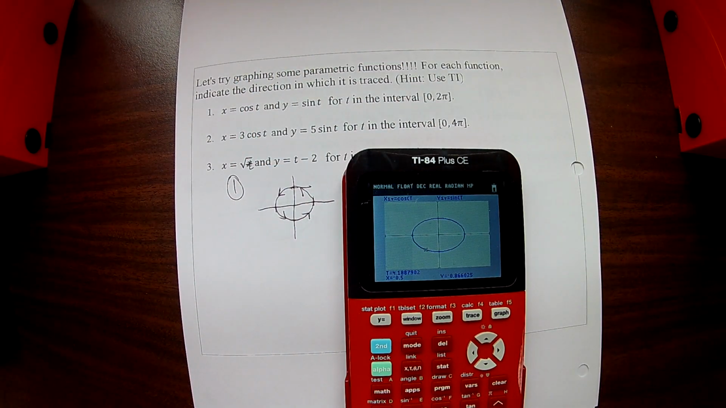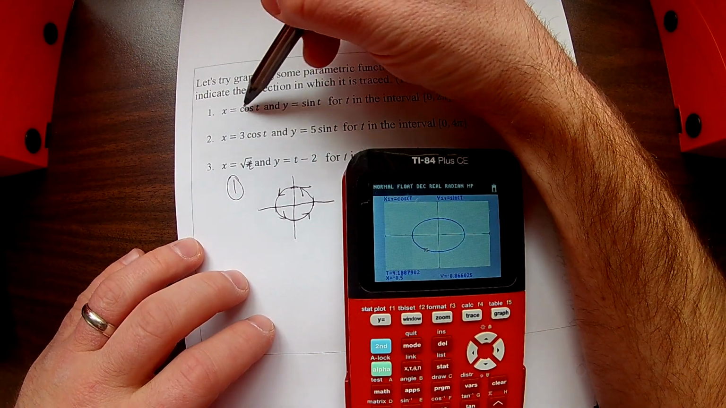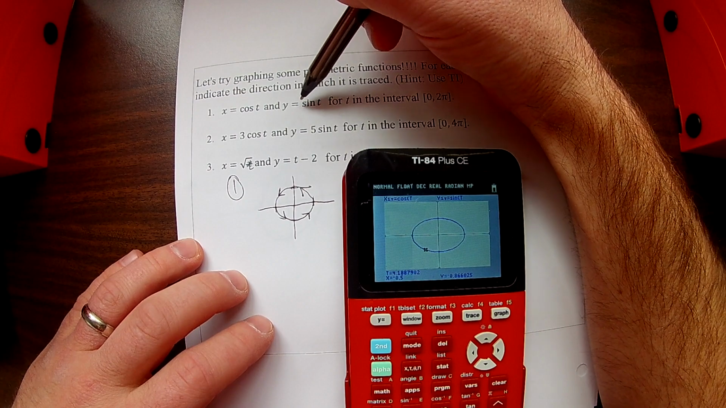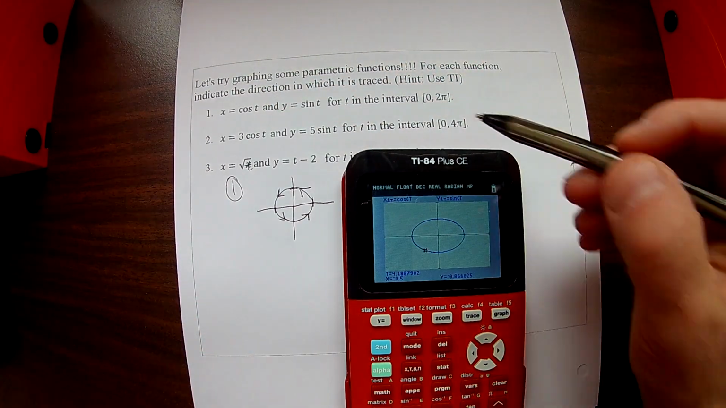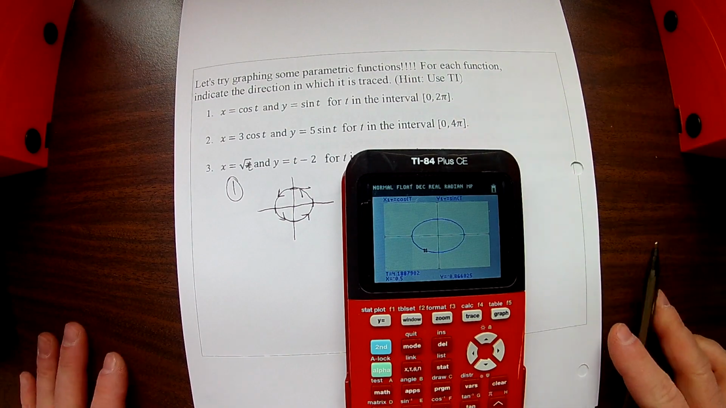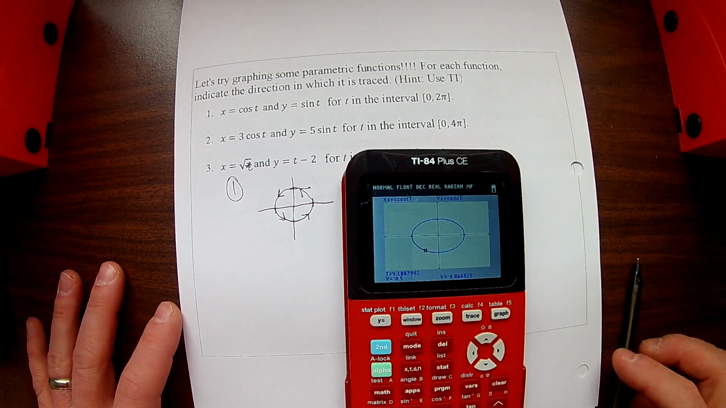All right, so there is our graph. And actually, this shouldn't be a surprise, considering x is cosine of t, y is sine of t. This is really just the unit circle that we're graphing here, over one period of the unit circle.